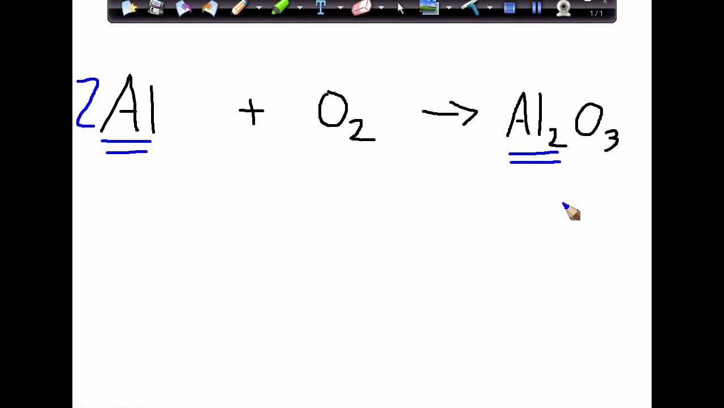Now remember, we can't just change these formulas. They would change what we've got, but we can just add more of each. So I've got 3 oxygens here, and I've got 2 here. So how can I get 3 oxygens out of that? Well, I could maybe go 1.5 oxygens. That would do it. So 2 aluminiums there, and 1.5 lots of 2. That would give me 3 oxygens here and 3 here.